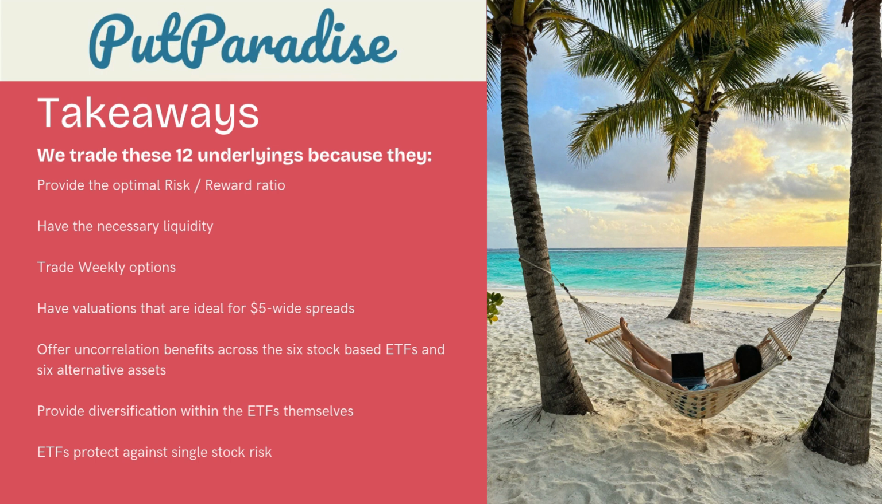They all are able to trade weekly options. They're going to have the ideal width that we look for with the $5 spread. We look for the uncorrelation benefits. They're going to provide diversification, and they're going to give us the necessary exposure against a broad market downturn. They're going to provide that protection. So a lot of benefits to using all 12.